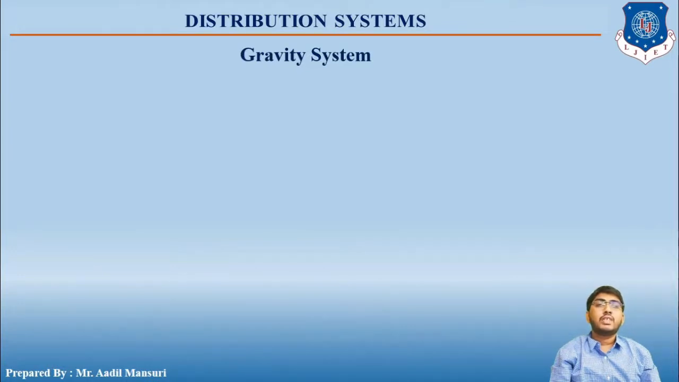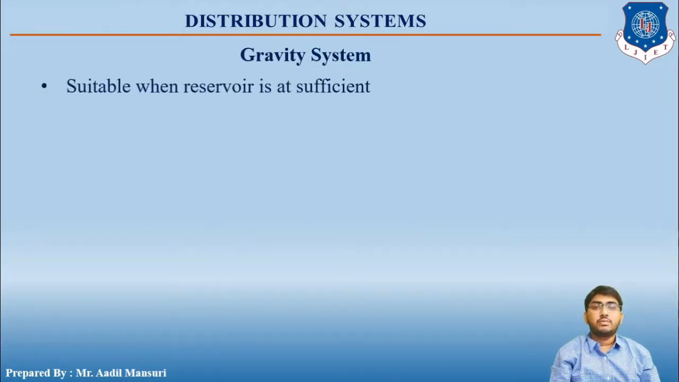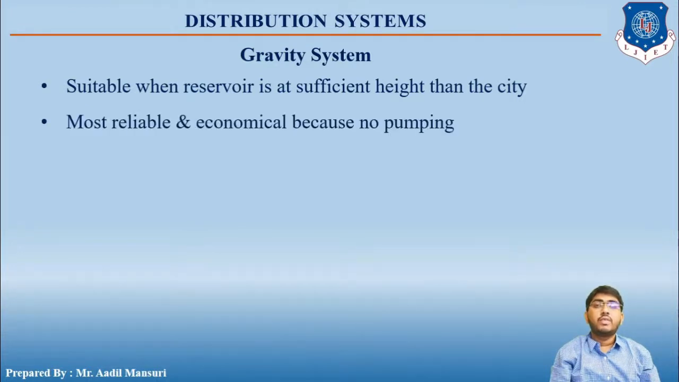So the first system that is there is the gravity system. This system is suitable when the reservoir is at sufficient height above the city. More reliable and economical because there is no need of pumping, right? Why? Because once the water is supplied from the treatment plant, it is supplied to the reservoir at a particular location, and then the water is supplied with the help of gravity system.